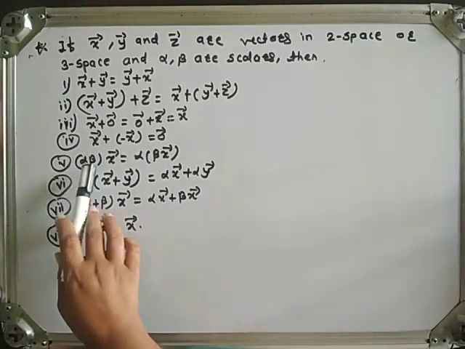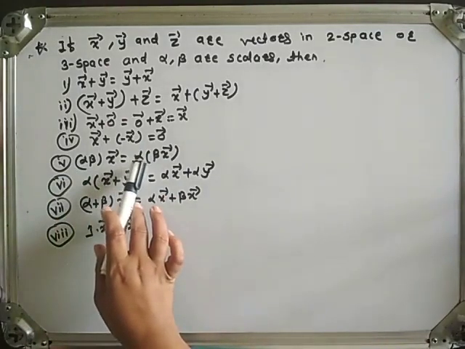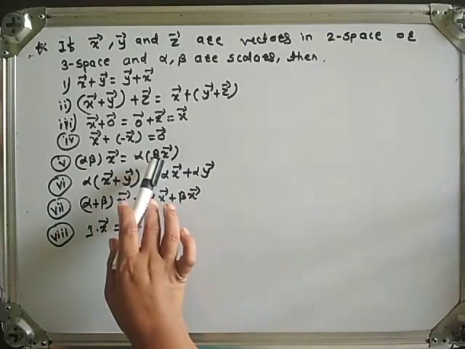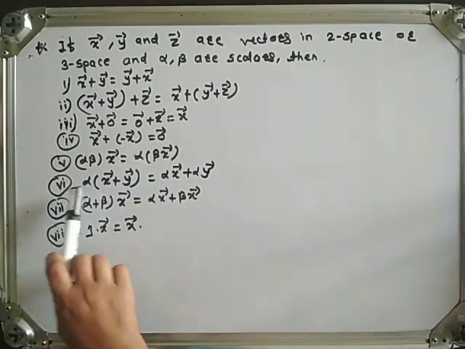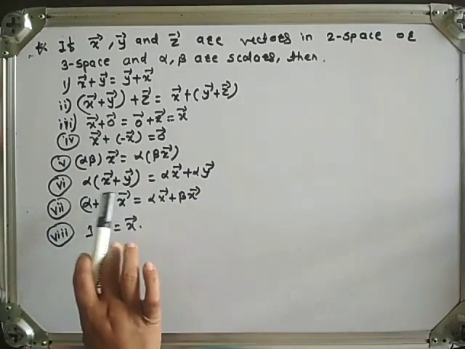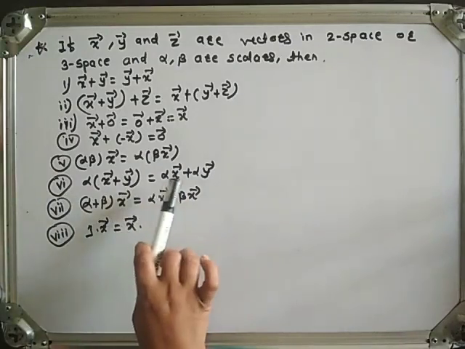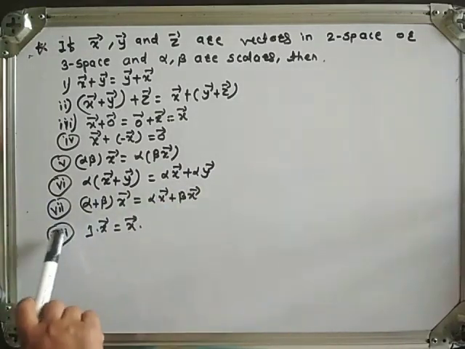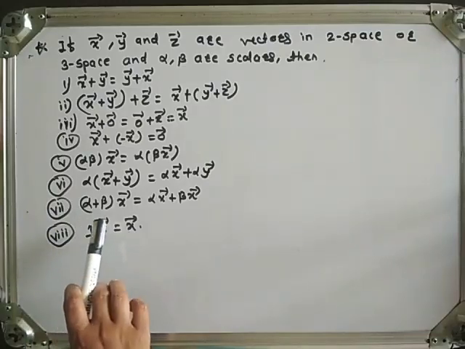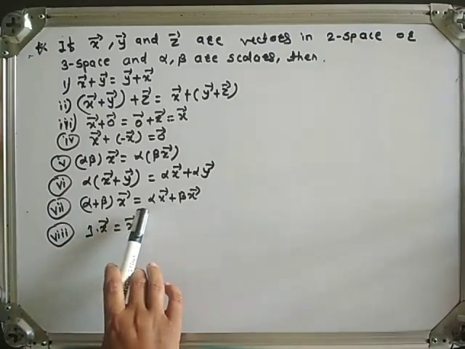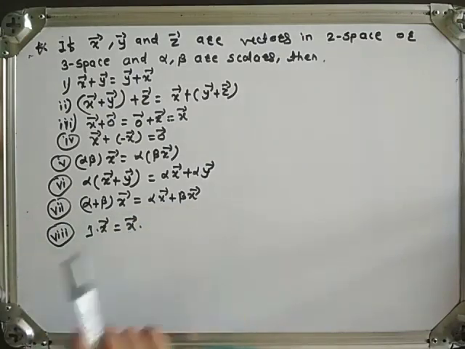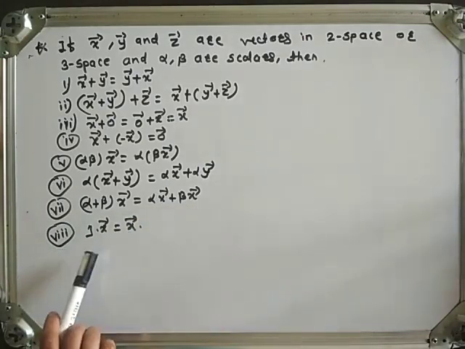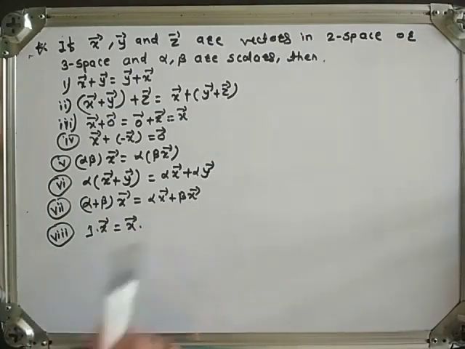Fifth property is alpha into (beta into x bar) is equal to (alpha beta) into x bar. Sixth property is alpha times (x bar plus y bar), which is equal to alpha x bar plus alpha y bar. Seventh property is (alpha plus beta) into x bar is equal to alpha x bar plus beta x bar. And last is 1 into x bar is equal to x bar.